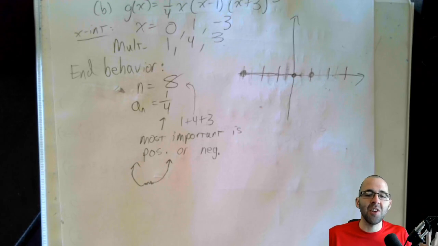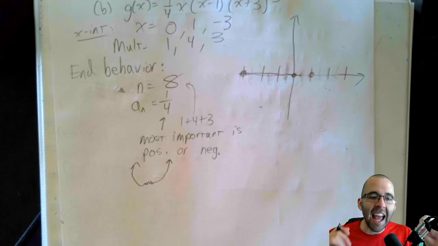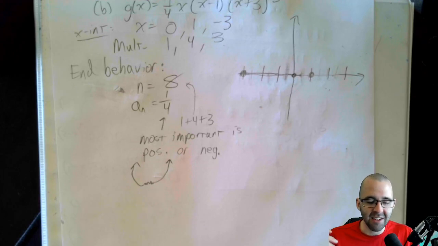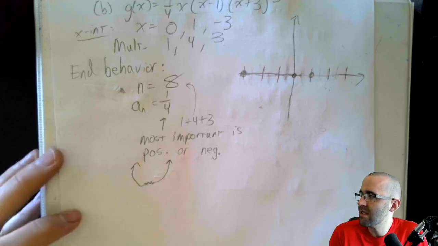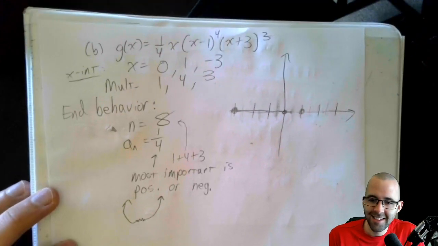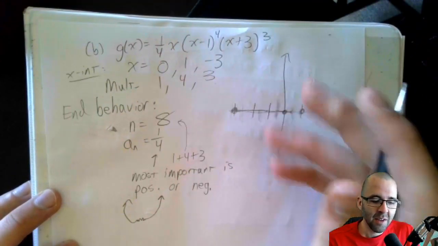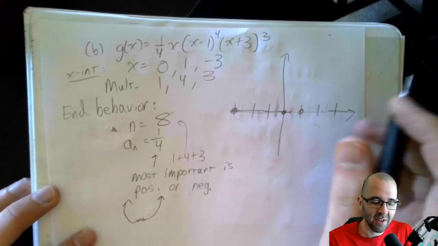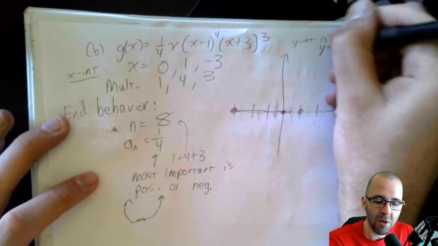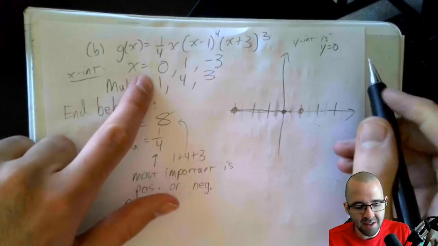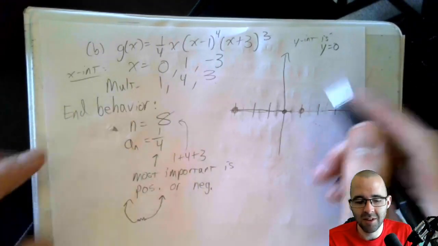So now is the real hard part: combining the end behavior with the multiplicities. Oh, we never actually found our y-intercept. The y-intercept is also 0, though. I should specify that. Remember, like we said yesterday, if the x-intercept is 0, the y-intercept is also 0.